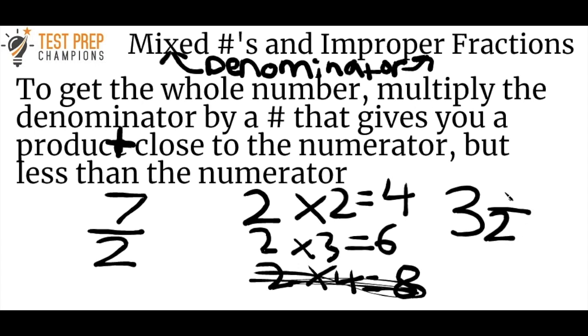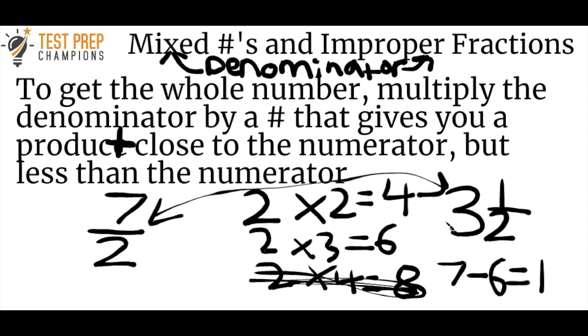So what goes in the numerator right here? Well, all we do is we just do 2 times 3, which is 6. And so then we take our numerator, which was 7, and we just subtract that 6. And that gives us 1. And so our mixed number is 3 and 1/2. So what we did here was we took this 7 over 2, which was our improper fraction, and we converted this improper fraction to a mixed number, and we got 3 and 1/2.